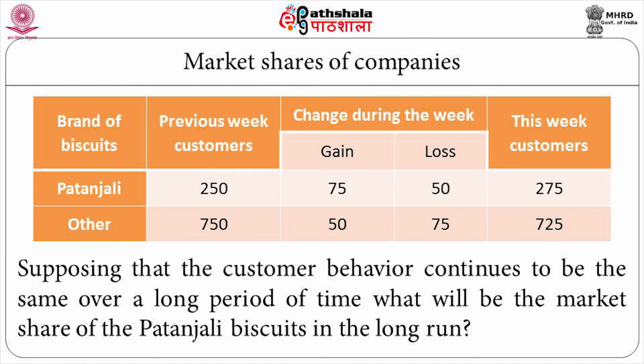So, 75 from other brands have gone to Patanjali. This is what is happening, and therefore, the new distribution of customers using these biscuits will now become 275 and 725. We can realize this even by using applications of eigenvalues and eigenvectors. Let us see how we can do that.